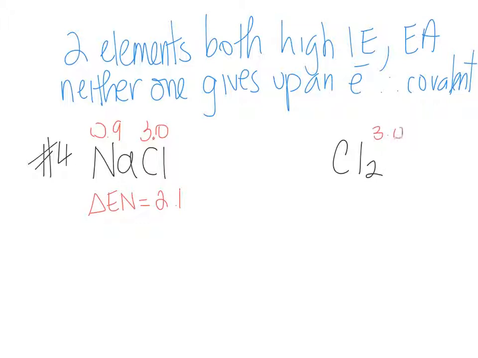Well, each have an electronegativity value of 3. So the difference in electronegativity is 0. So these are pure covalent. These are pure covalent bonds between the chlorine atoms.